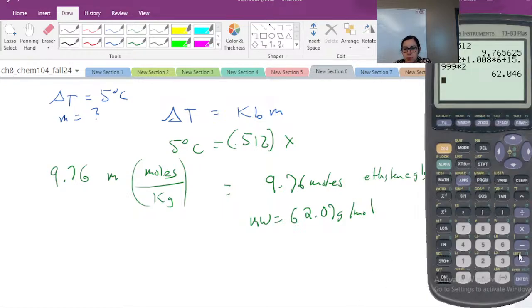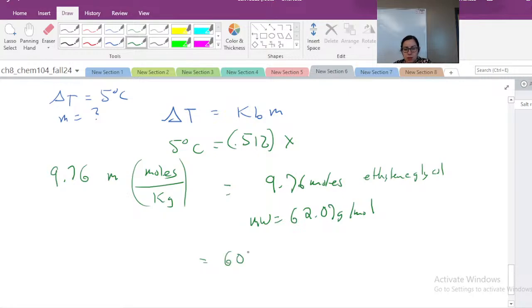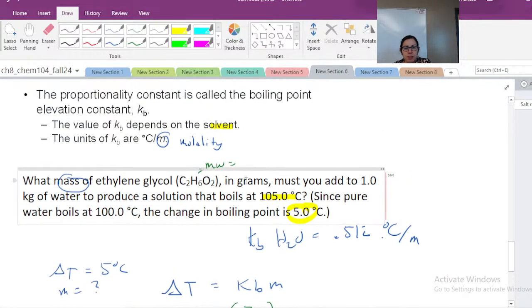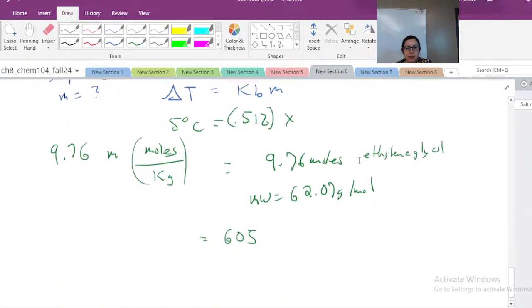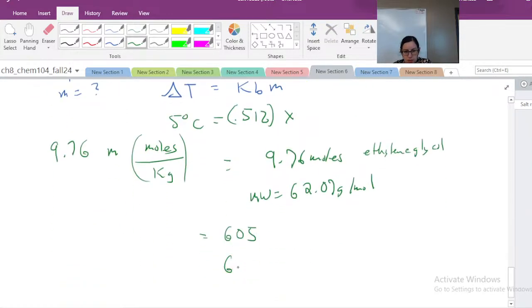And so now we need to multiply it. So times 9.76 moles. So pretty large. So we need 605, and then let me check sig figs. It looks like we only had 1 there actually. So 6.0 times, or we could round. So 610 then, roughly, grams of ethylene glycol.